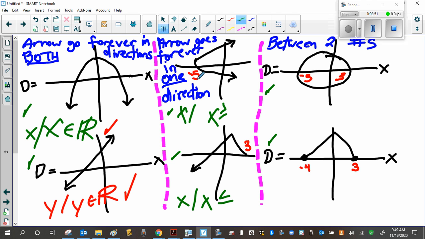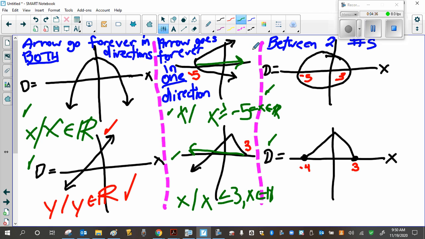And then you just put the number that it's greater than, so -5. And you should be able to see this on this graph. The domain is from -5 forever right. That means x is greater than or equal to -5. In this case, the domain is from 3 down. And how we write that in math language is x is less than or equal to 3. And you need to put x element of real numbers.